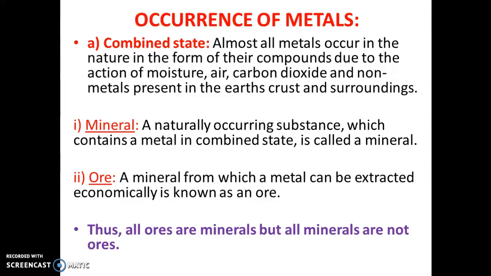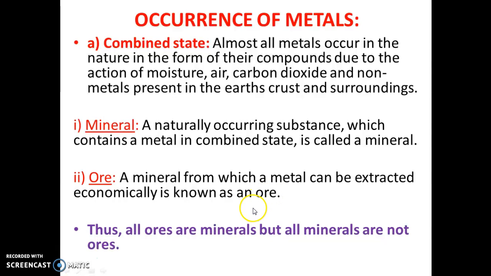So let me start with the definition of a mineral. A mineral is a naturally occurring substance which contains a metal in combined state. It is called a mineral. And an ore is a part of the mineral. An ore is nothing but a mineral from which metal can be extracted economically or profitably. That is called an ore.